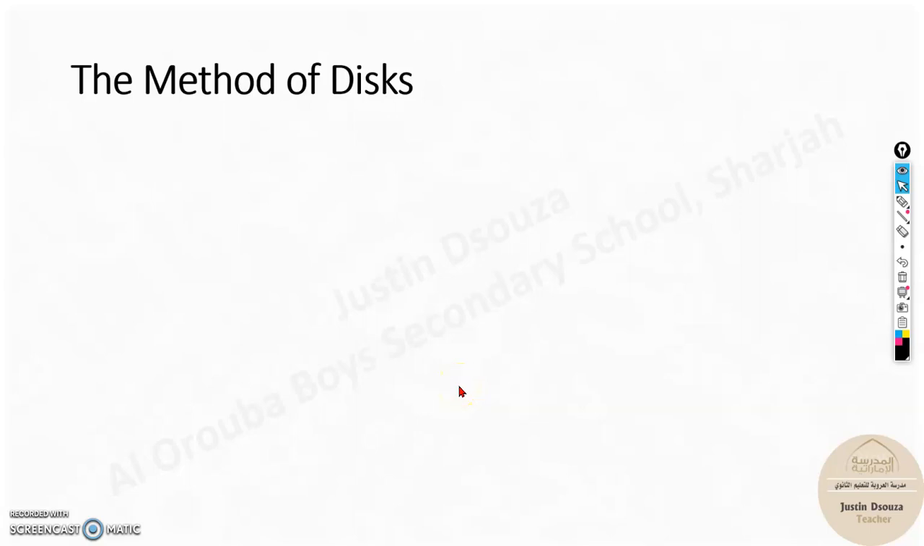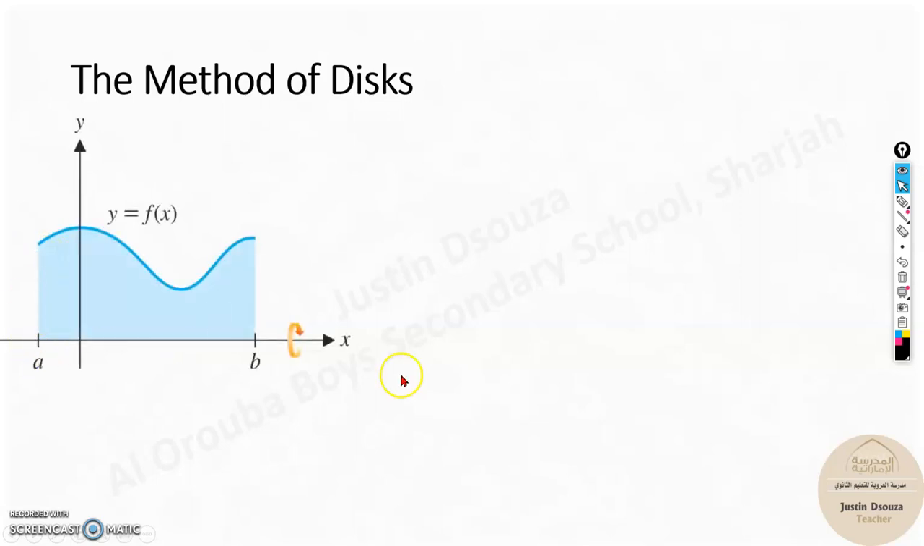The next topic is the method of disks. Here you will be given a function, say like this, the limit a to b, and this is the function. Now you will be asked to rotate this, then you will form a disk. What does rotating mean? This function will be rotated along the x-axis. We will have to rotate it along the y-axis as well, but for now let us only focus on the x-axis.